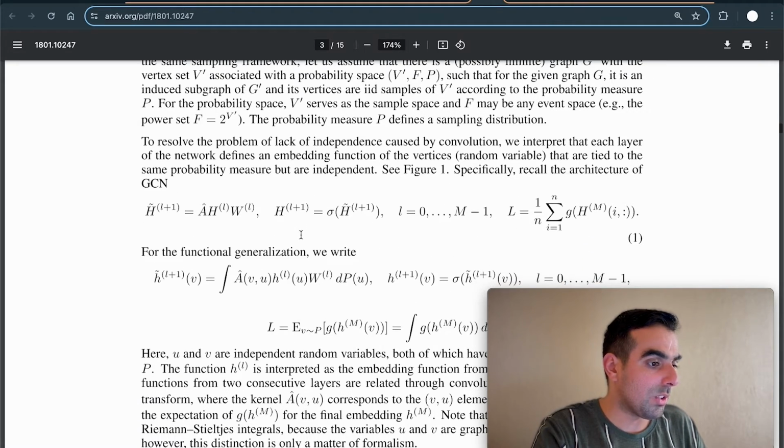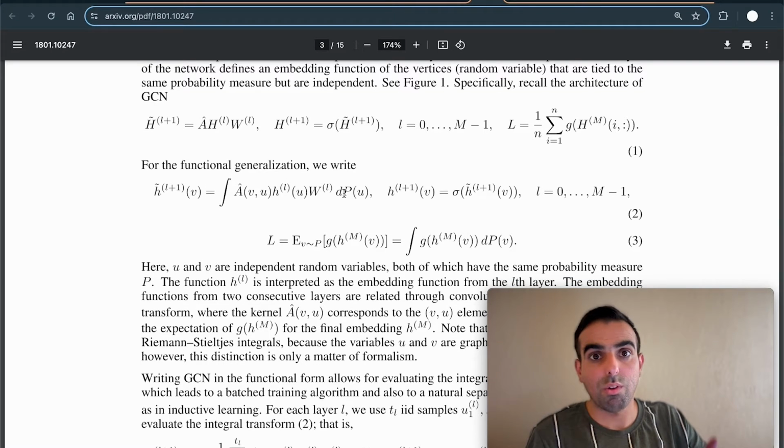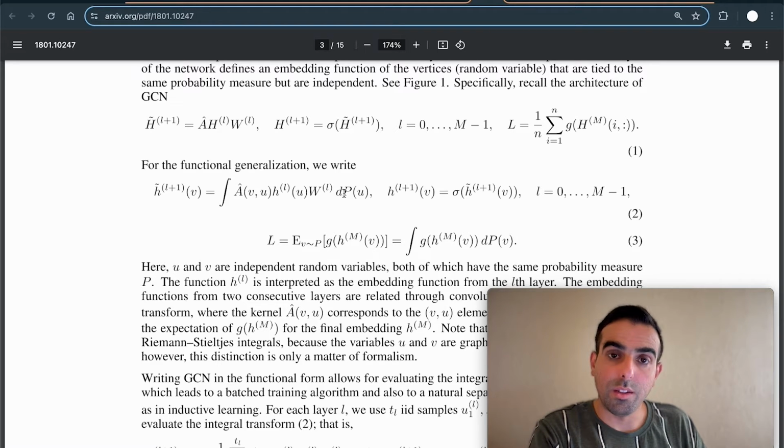So here they changed the GCN architecture. This is the original GCN architecture. They introduced the probability distribution into the GCN architecture. So this is the FastGCN paper. And this section here just explains why we need sampling for graph neural networks.